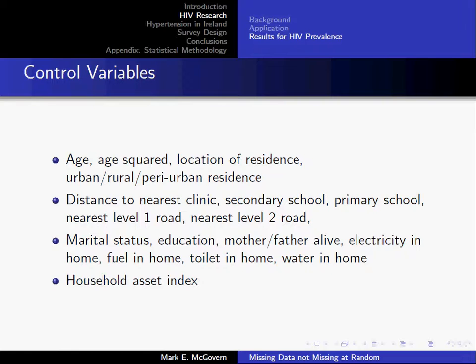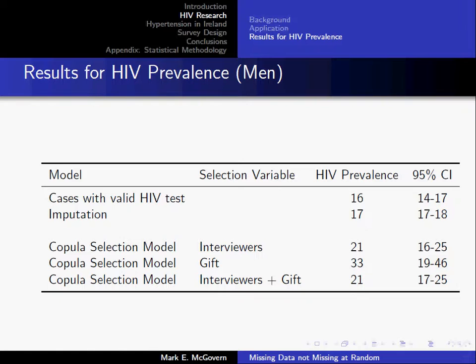So education, marital status, and so on, we have this information. These are the results for men. The first line here is the estimate where I just ignore the missing data. So I just say, what if I analyze the data set as if there's no people opting out? Then my estimate is 16%. I have a confidence interval, you can see that it's pretty narrow. It's 14 to 17%.